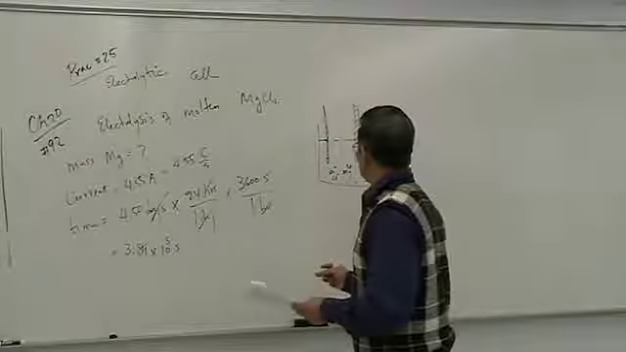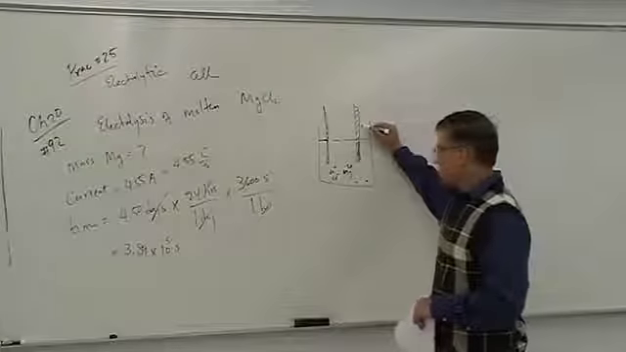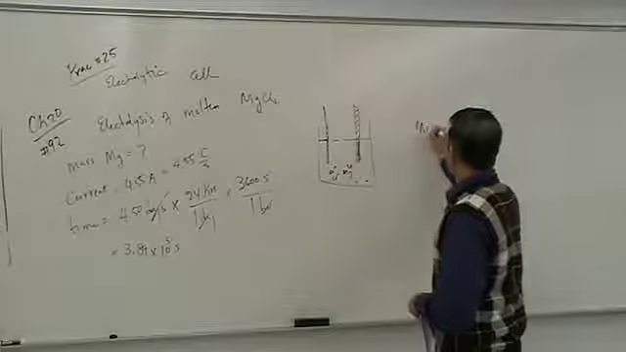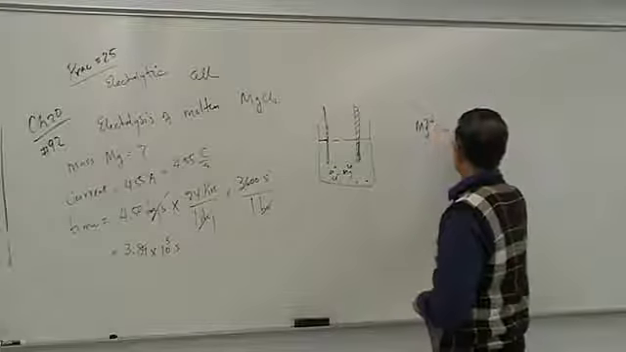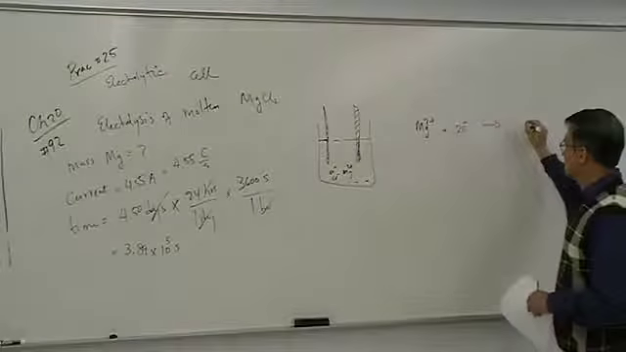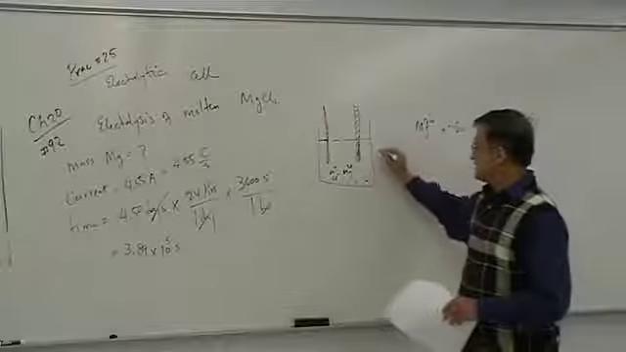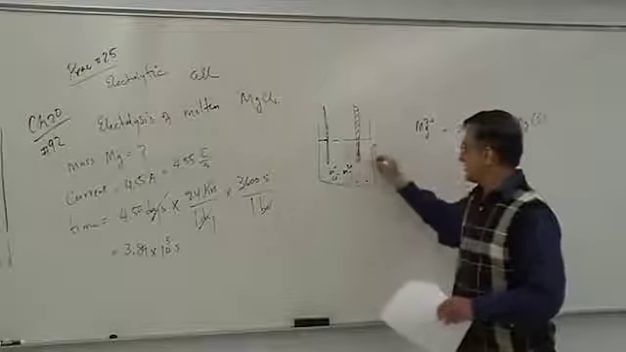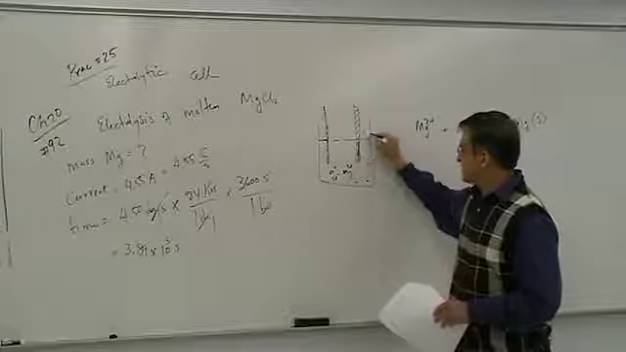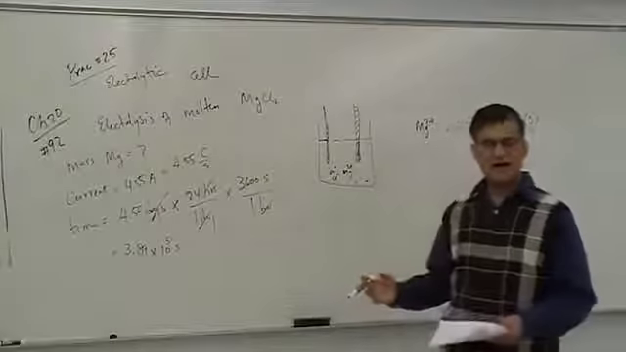Now, I want to make this the cathode because I want magnesium to be deposited here. So in order to deposit magnesium, you want this reaction, because that way magnesium becomes solid magnesium and it will be sticking to the electrode. So if I want to plate this particular electrode with magnesium, same thing I can do with gold.